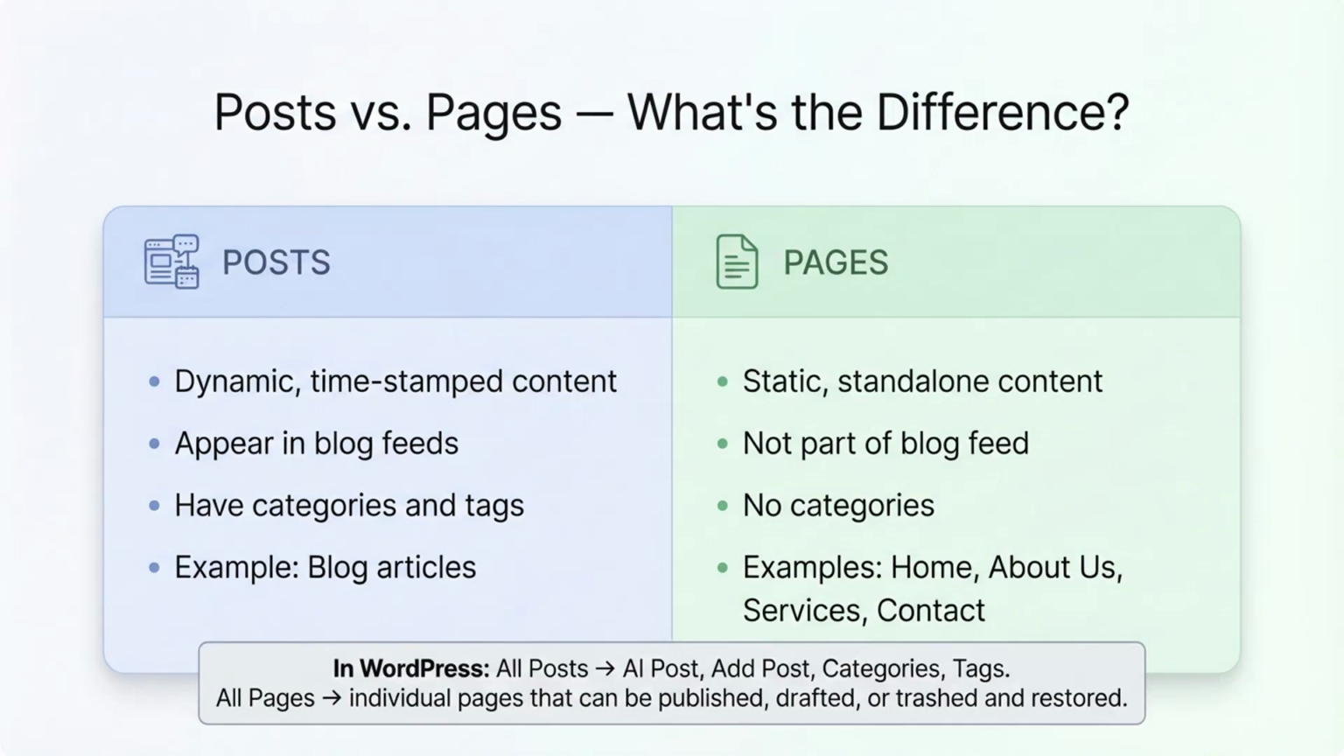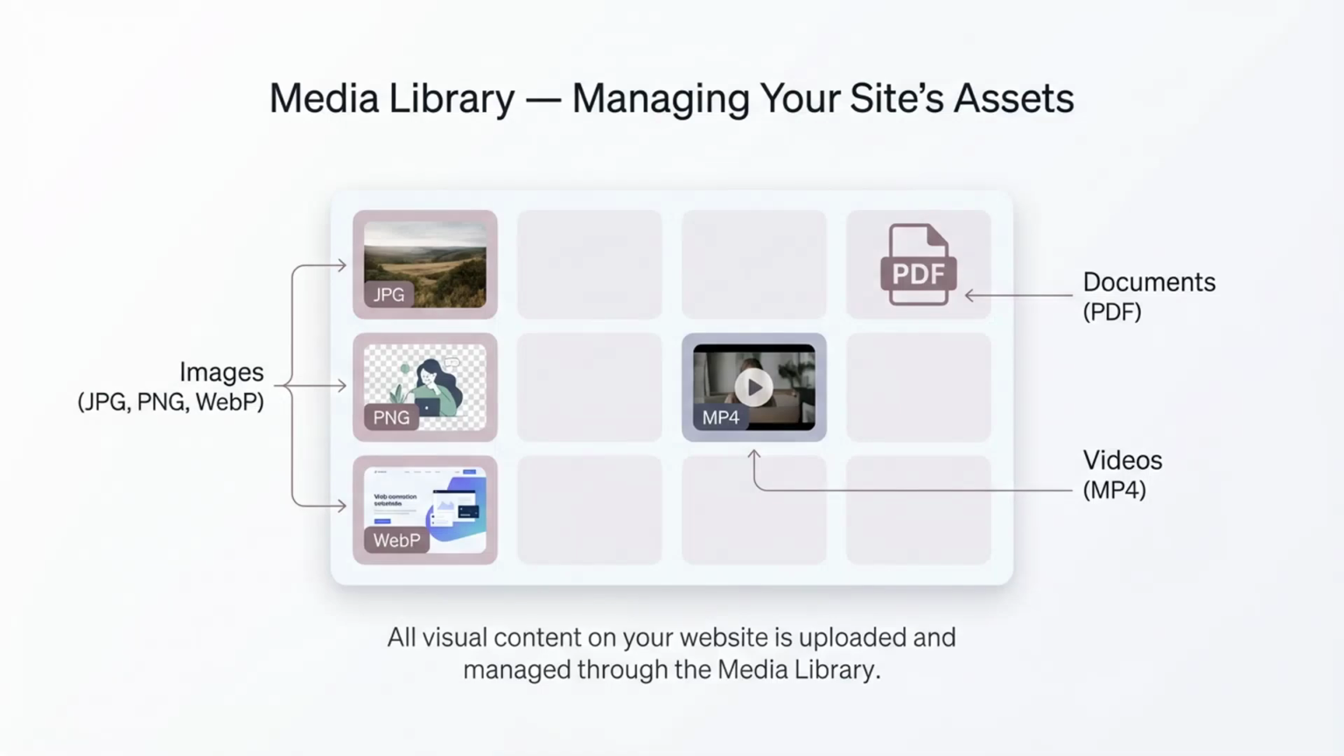Inside the Posts menu, you'll find sub-options: All Posts, Add Post, Categories, and Tags. For pages, you can publish them, move them to draft, trash them, or restore them from the trash. The instructor demonstrates trashing a page and then restoring it, showing that nothing is permanently lost until you empty the trash.